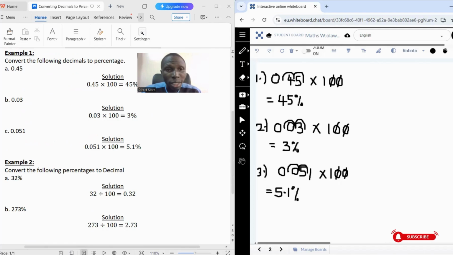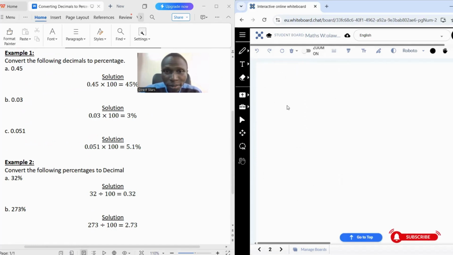The next example that we're looking at, we're going to look at how to convert a percentage to a decimal. We're going to look at the first example here. In the first example, we're asked to convert 32% to a decimal. So anytime you're asked to convert a percentage to a decimal, we just have to divide the percentage by 100.